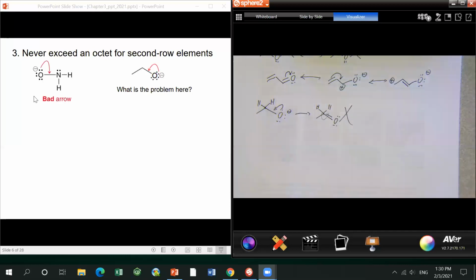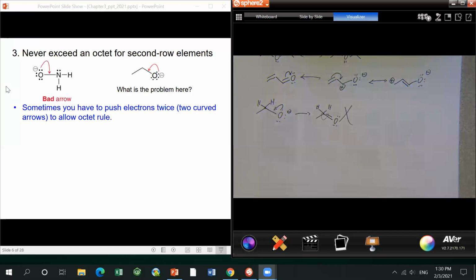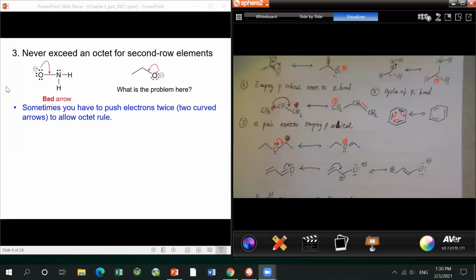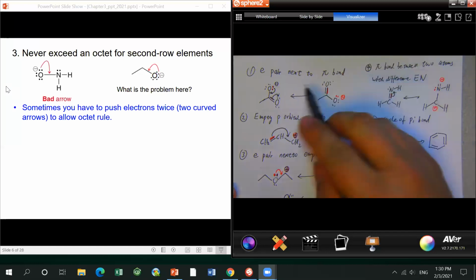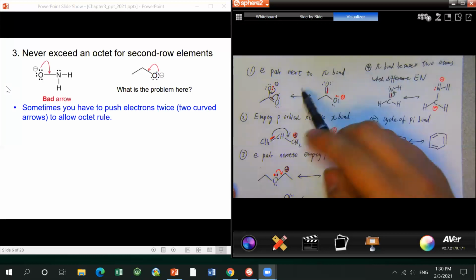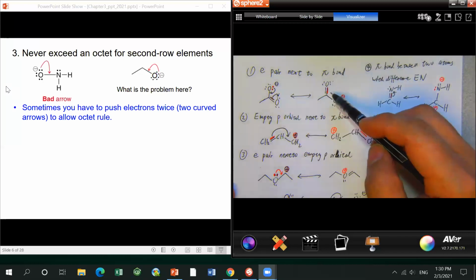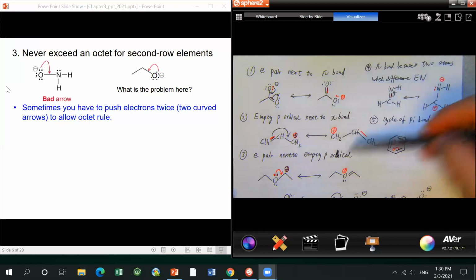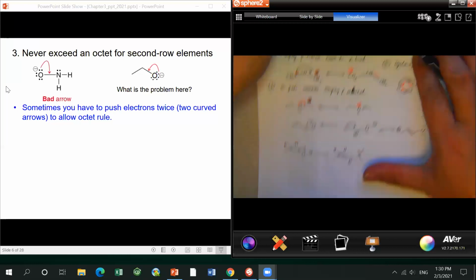So that's something to keep in mind. And sometimes you have to push electrons twice, so that everyone follows the octet rule. We'll show you one example. The first situation, an electron pair next to a pi bond, has to push electrons twice, 1, 2. Otherwise, you will break the octet. For the others, you probably push electrons once, so that should be fine.